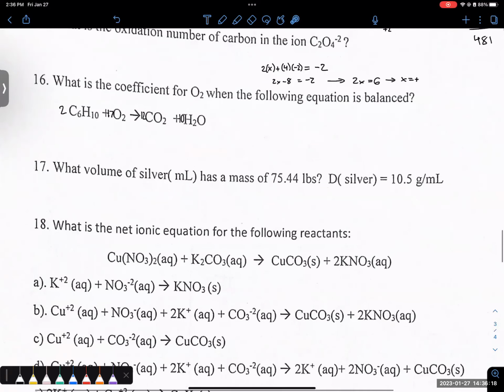Number 17. What volume of silver in milliliters has a mass of 75.44 pounds? Density of silver is this.